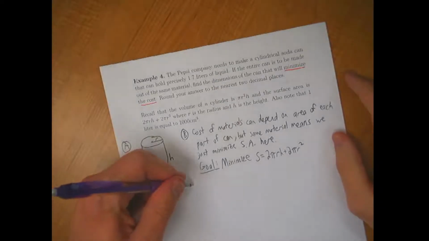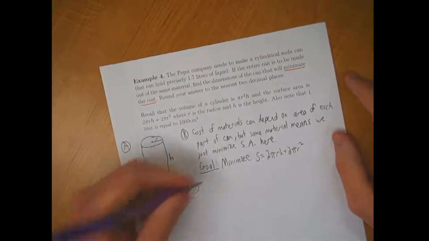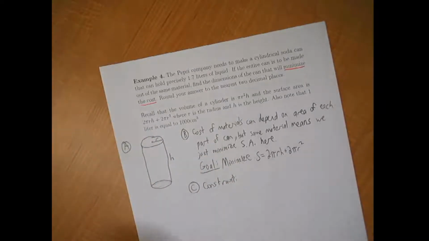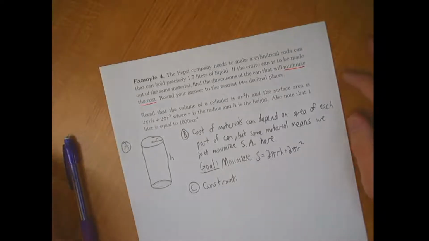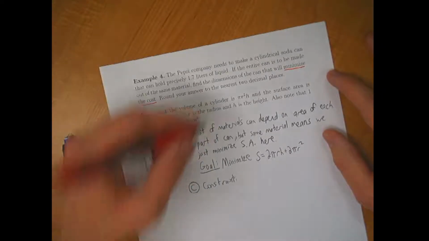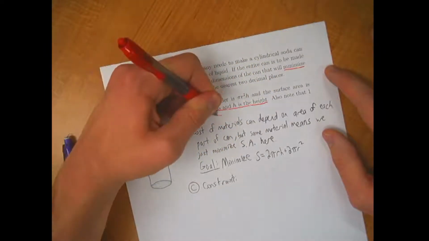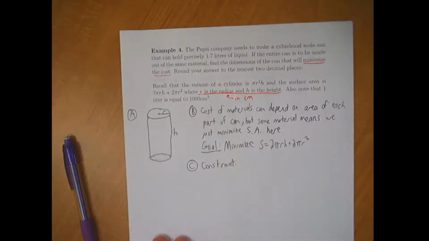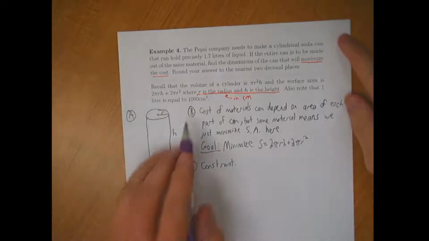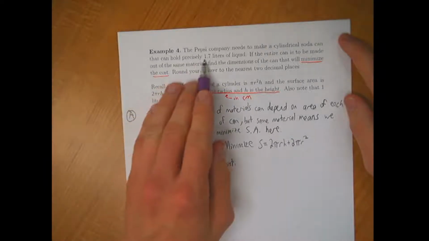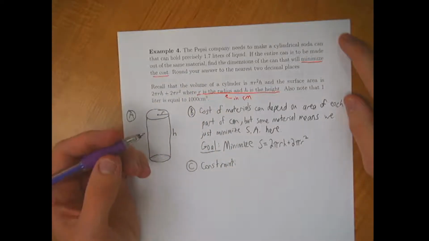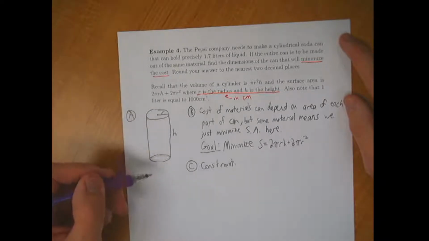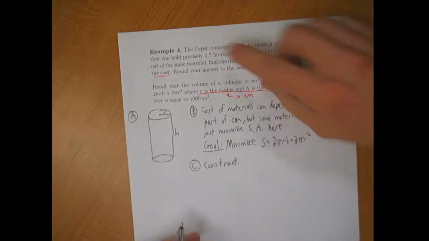Okay. So now part C says, okay, our constraints. We have to be a bit careful with this. In this case we are assuming that the radius and the height are to be in centimeters. So here's the kicker with this. We're given that the can holds precisely 1.7 liters of liquid here. That should pretty quickly tell you that the can itself can hold that much. So in this case, we can assume this will correspond to the volume somehow.